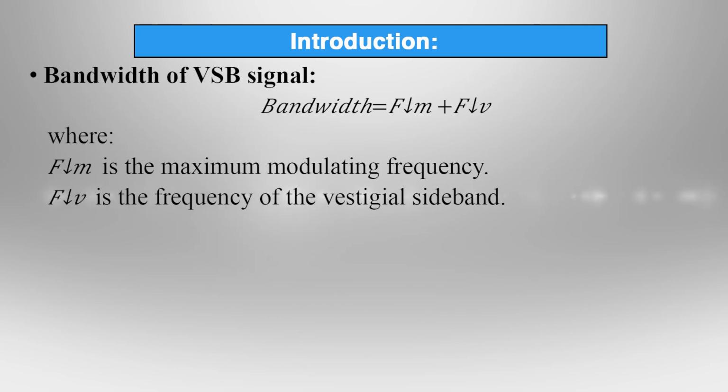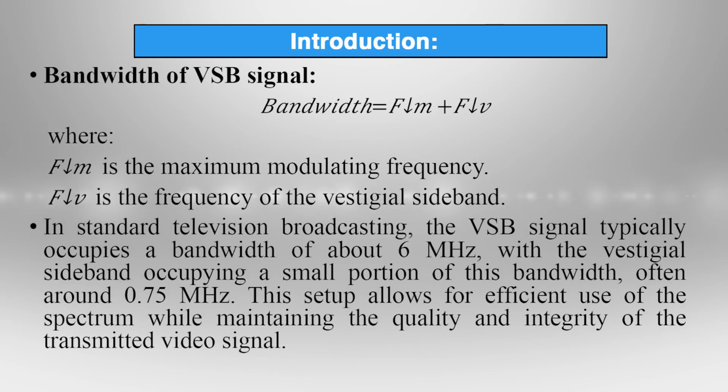Now, the bandwidth of the VSB signal will be the difference between the upper frequency and the lower frequency, that is, bandwidth equals fc plus fm minus fc minus fv, or we can write bandwidth is equal to fm plus fv, where fm is the maximum modulating frequency and fv is the frequency of the vestigial sideband. Now, let us consider one example.